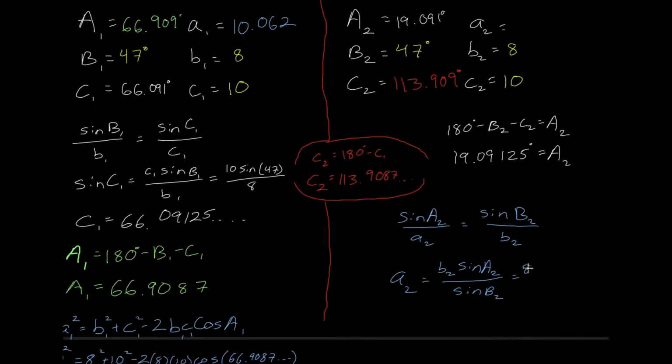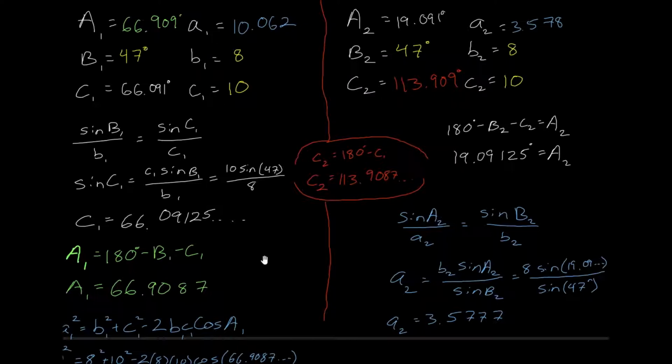Giving us an actual value: 8 times the sine of 19.09, running out of space, divided by the sine of our given angle, 47 degrees. 8 times the sine of that angle divided by the sine of 47 gives us a side length of 3.5777, so on and so forth, which rounds to 3.578. And there you have it.